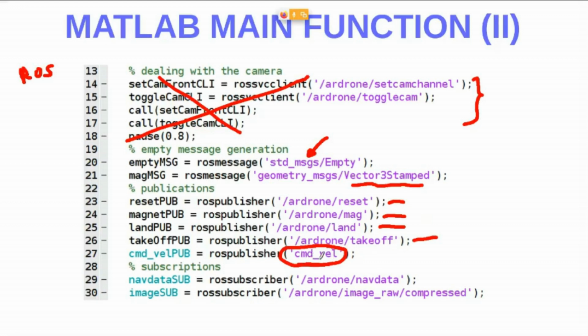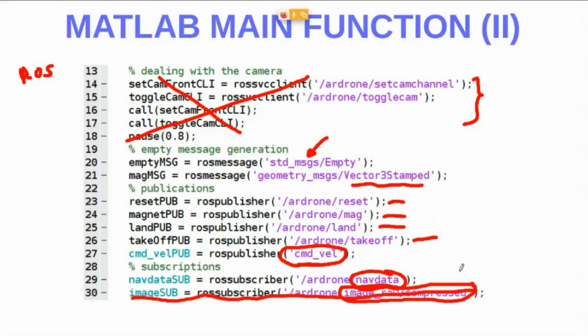And then my computer is subscribed to the following: to the navigation data, as you can see here, and then to all the video streaming, the images sent by the drone. Obviously, today we forget about this.